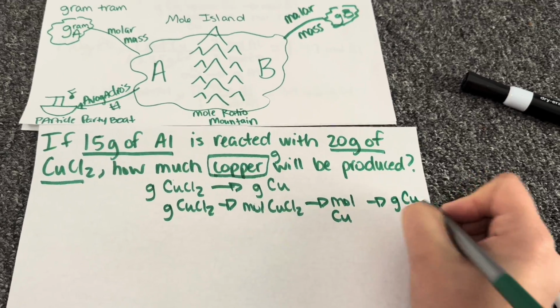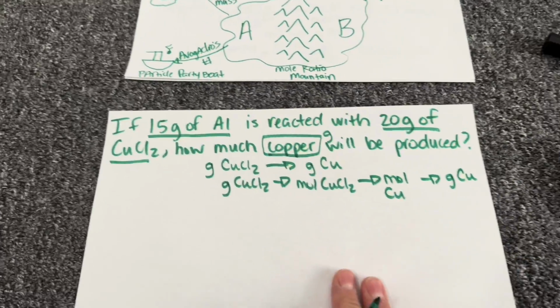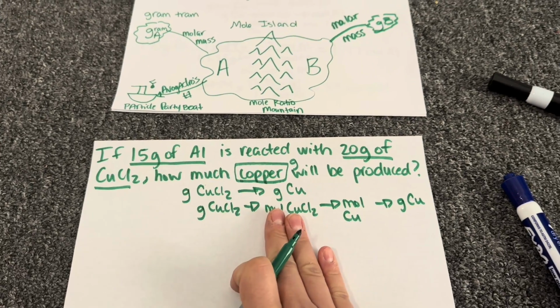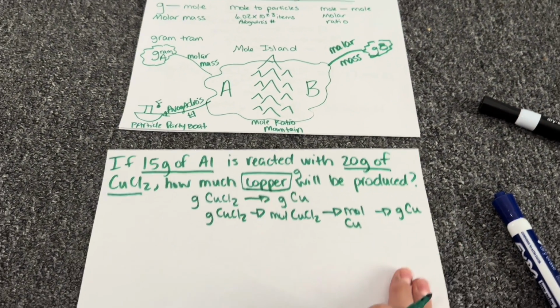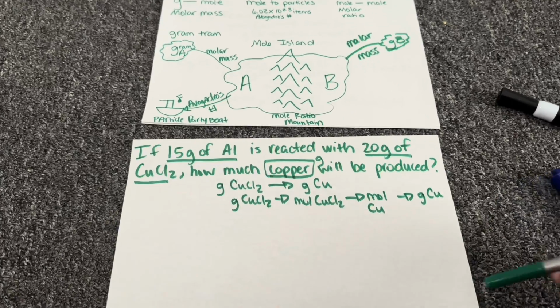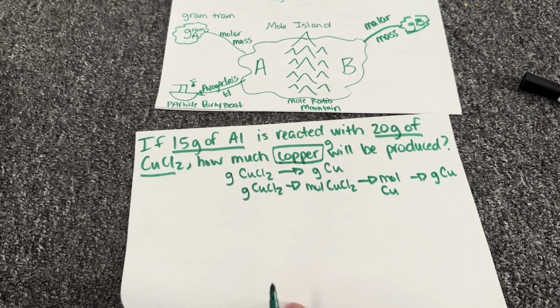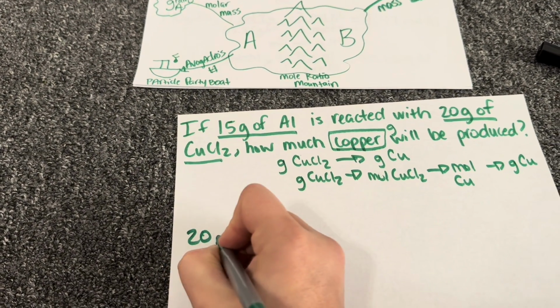grams of copper, right? We should start to see that there is a pattern here. We go from grams to moles, moles to moles, moles to grams for a full stoichiometry problem, right? That same pattern every single time. So let's do it. We start out with 20 grams of copper chloride.